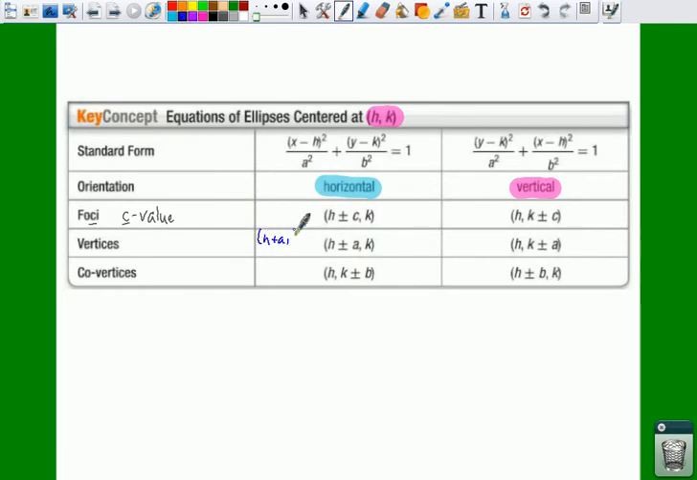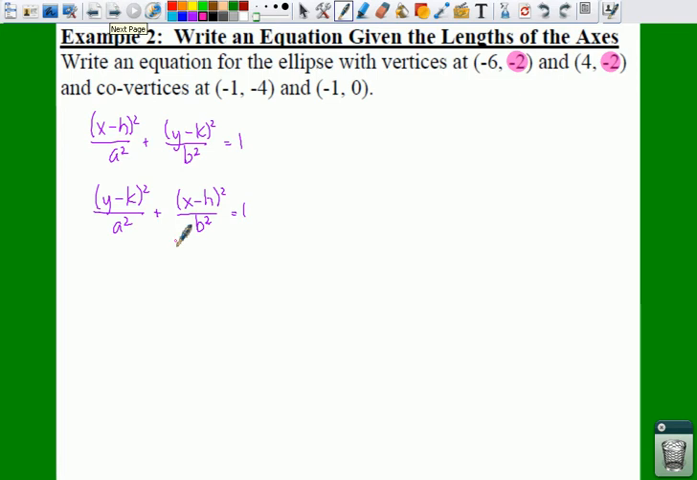These are (h plus a, k) and (h minus a, k). So notice your k values don't change. Over here, your k values actually change because you have (h, k plus a) and (h, k minus a). So what we're going to do is use this equation that has a horizontal orientation, because your k values do not change. The equation we're going to use is right here.